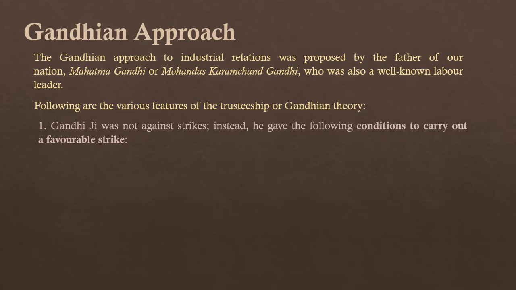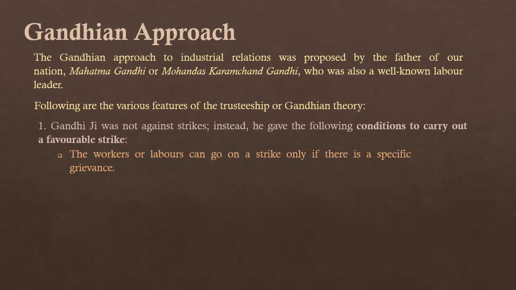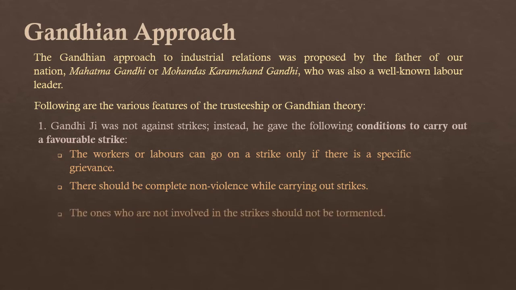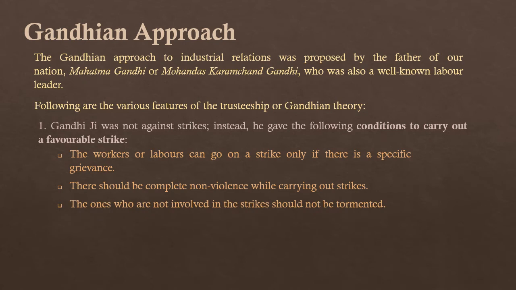Gandhiji was not against strike. Instead, he gave the following conditions to carry out a favorable strike. The workers or labor can go on a strike only if there is a specific grievance. There should be complete non-violence while carrying out strikes. Those who are not involved in the strikes should not be tormented.